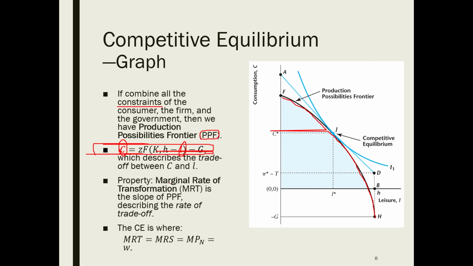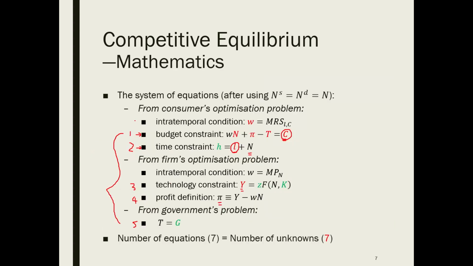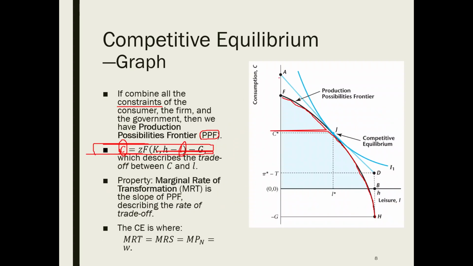Remember that we still have 2 equations left, the intratemporal conditions for the consumer and the firm. The intratemporal condition for the consumer simply states that the marginal rate of substitution between leisure and consumption must be equal to wage, and that for the firm states that the marginal product of labor is equal to wage. In the graph, the MRS is the slope of the tangent indifference curve, and the marginal product of labor coincides with the slope of the marginal rate of transformation, noting that the PPF is just the displacement of the production function. Therefore, the equilibrium point J is where MRT equals MRS equals marginal product equals wage.